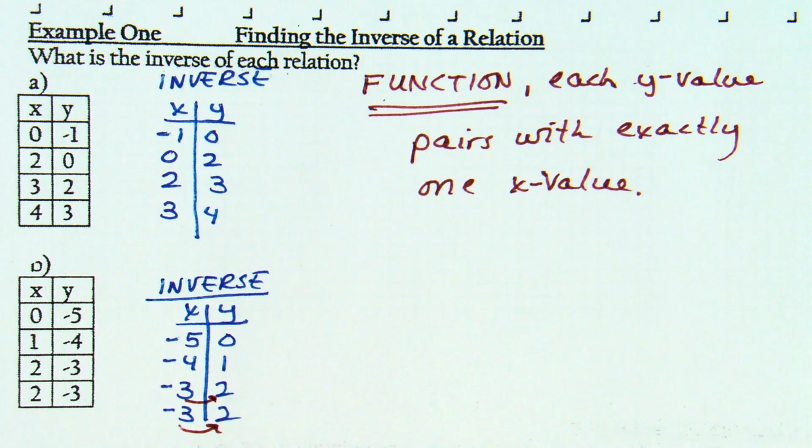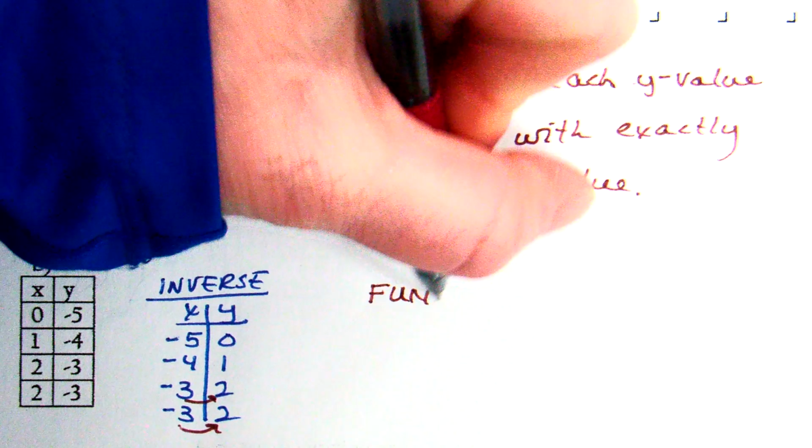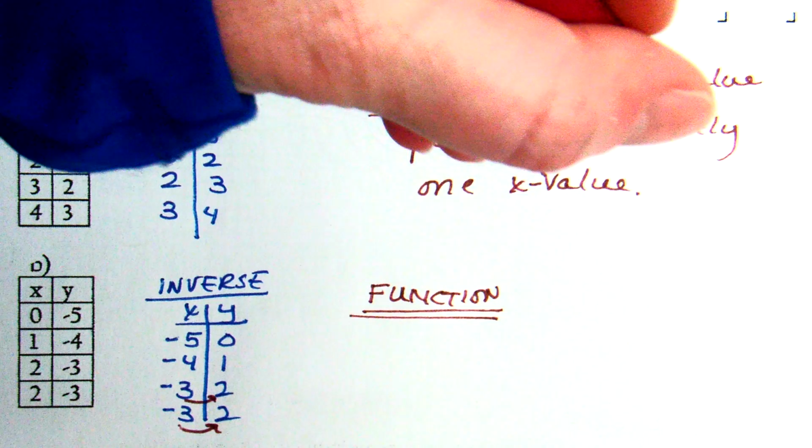This is still a function because, again, each y value was mapped with just one x value, okay? Those x's we didn't have, if we had -3 going with 2 and -3 going with 4, then we'd have reason for concern. Do you see the difference? Okay, so function.